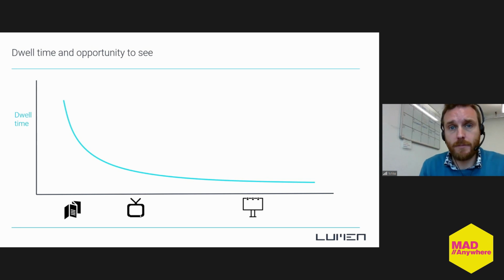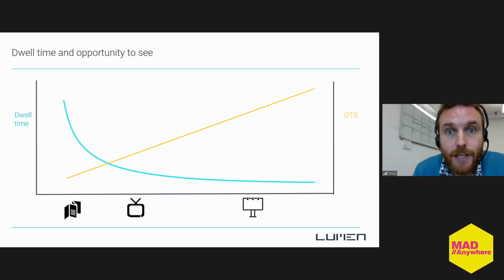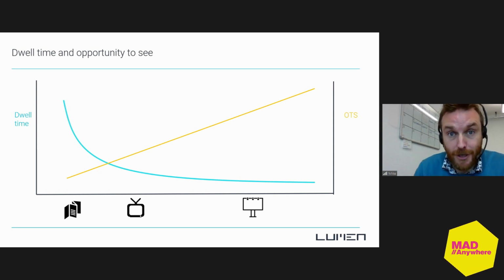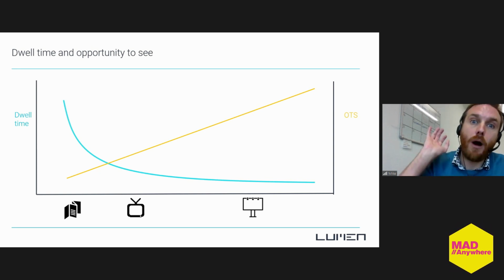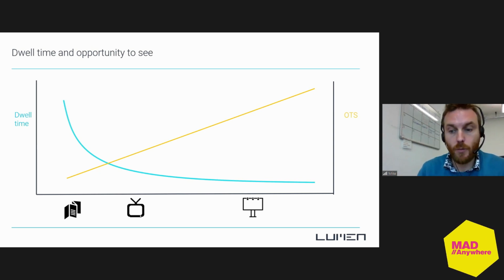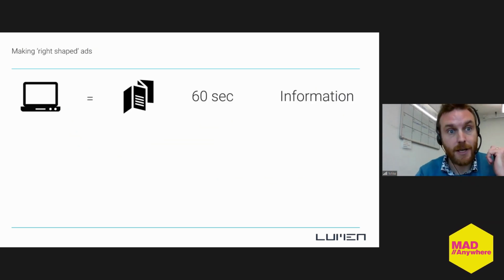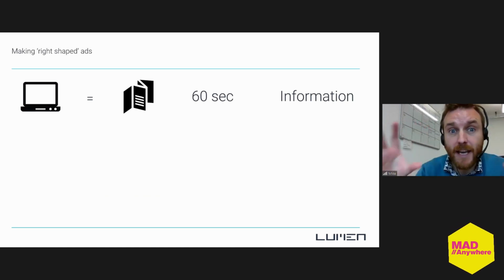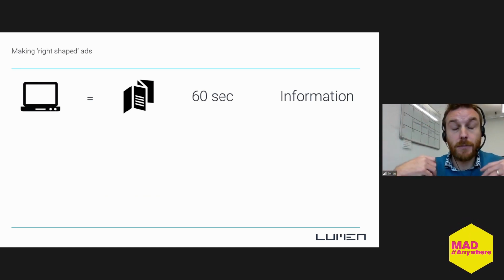Now, this means that you have very long dwell times with your website, fairly long dwell times with TV, and very short dwell times with everything else. However, you very rarely go to a website. There are only a few occasions that you actually go there. You sometimes see TV ads, and you are bombarded with posters and the like. And this means that there are some quite important implications for advertisers.